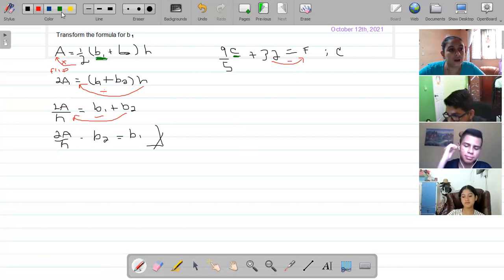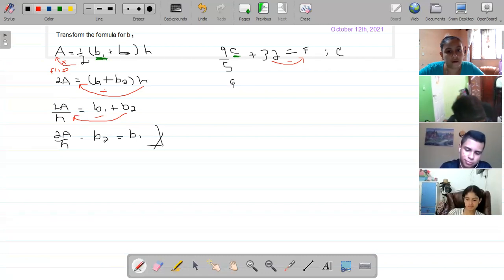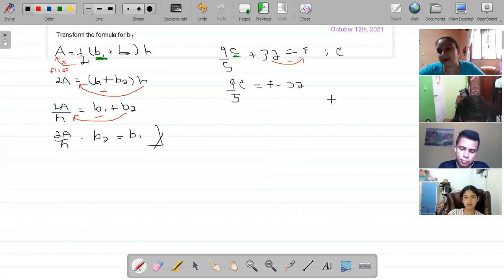subtracting, exactly, Hilary. So now we're going to say that we have 9/5 C is equal to F minus 32. Now I have a fraction that's multiplying and it's to go to the other side. So what am I going to do in this case? Multiply. And flip. Don't forget to flip.